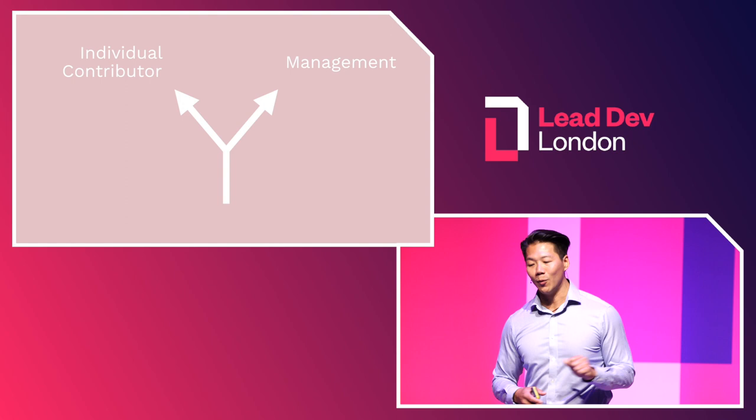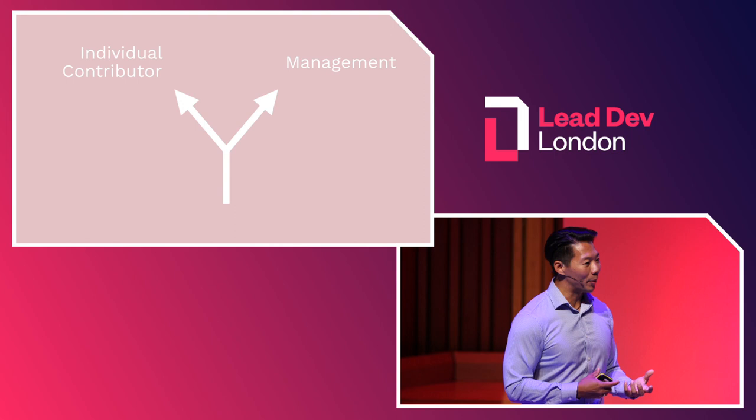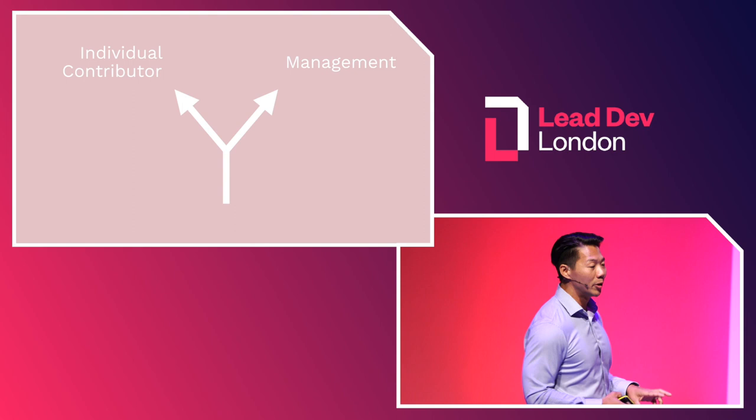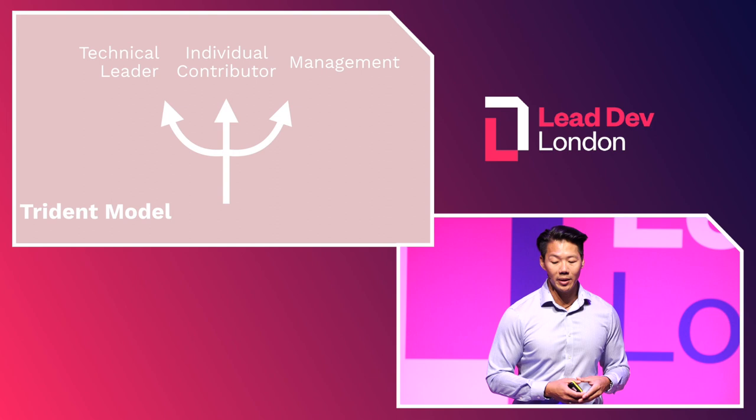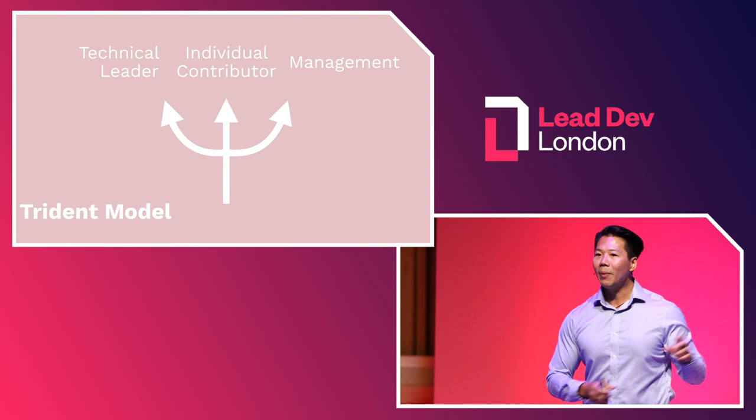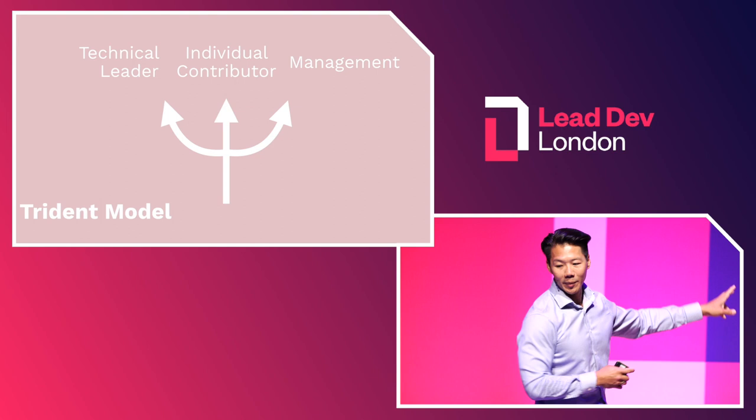Now, I've been thinking about the topic deeply for a long time because I've been very passionate about technical leadership. And I would actually posit that there are three paths that most organizations should develop. This is something that I call the trident model of career development. So one path is focused on technical leadership, one path is truly individual contributors, and one path is more your classical management track.